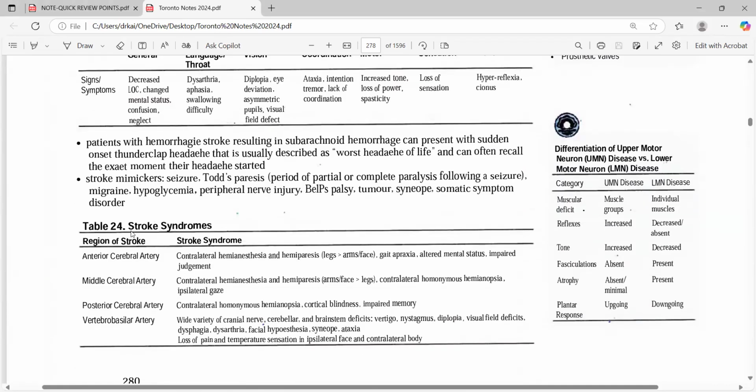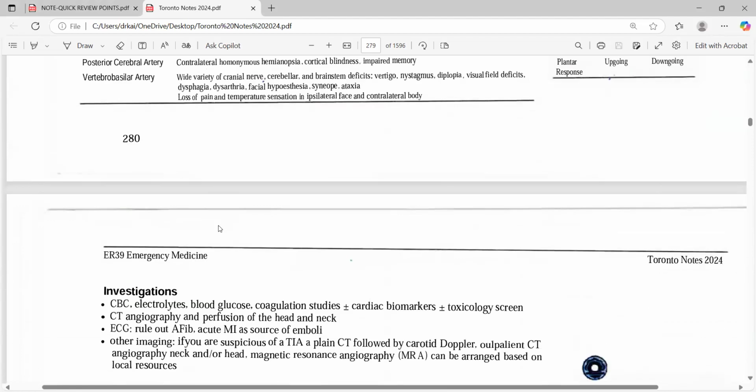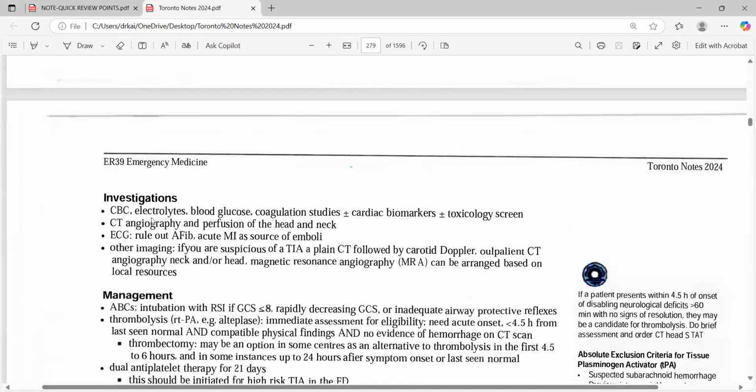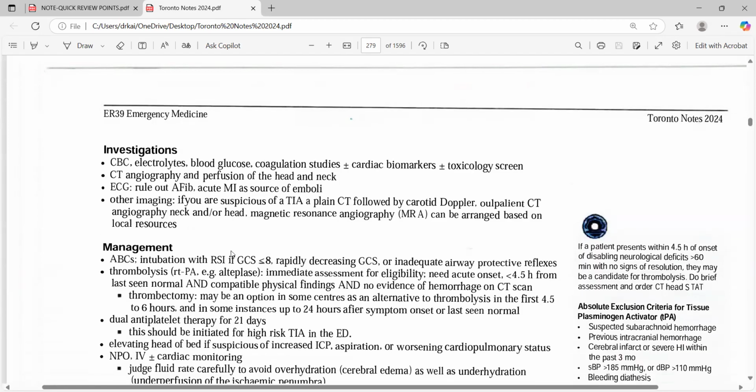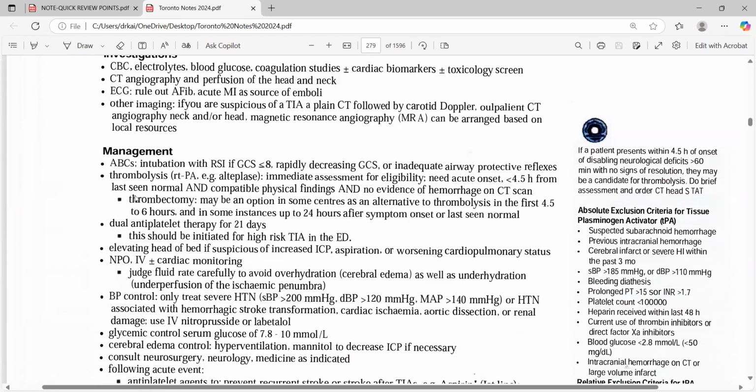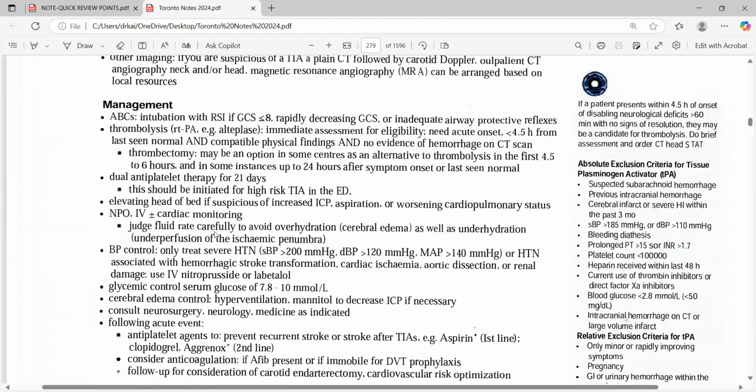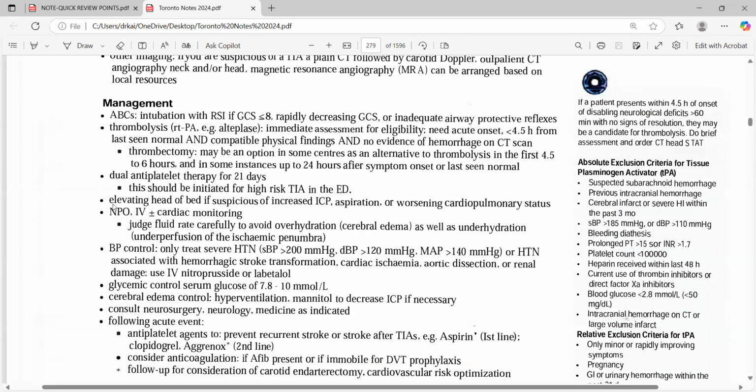So what are the signs and symptoms? You can read this one, then stroke this one. Then comes the investigation. We already discussed CBC, electrolytes, blood glucose, just to find out whether this is 100% stroke or something else. Then how you are going to manage: ABCs, starting with the intubation. Usually, the stroke presentation can be asked in emergency, but can be discussed in family medicine as well. Intubation with rapid sequence intubation. If the GCS is less than 8, then you have to check for other things too. Then the thrombolytics, that is TPA. Then the antiplatelet, we already went through this one, for 21 days, elevating head.